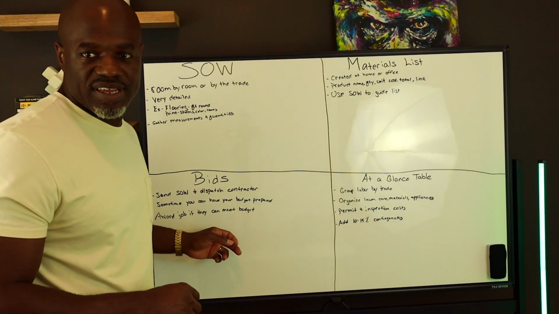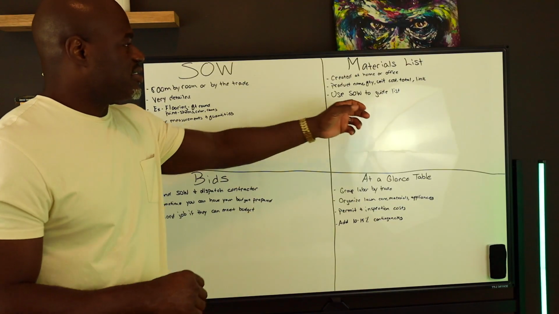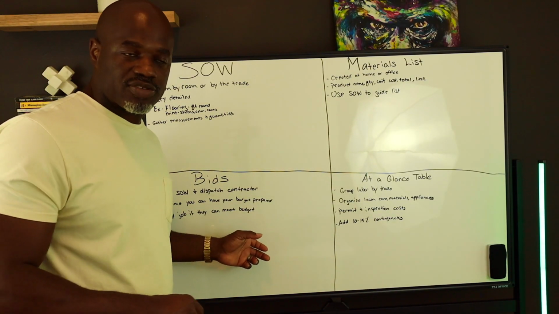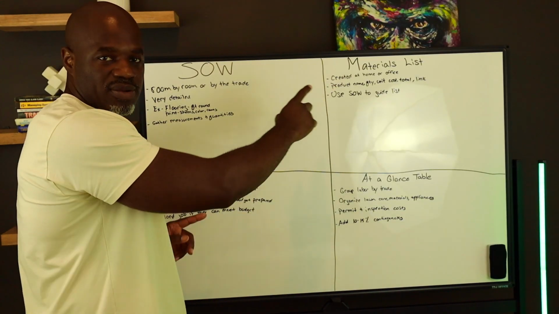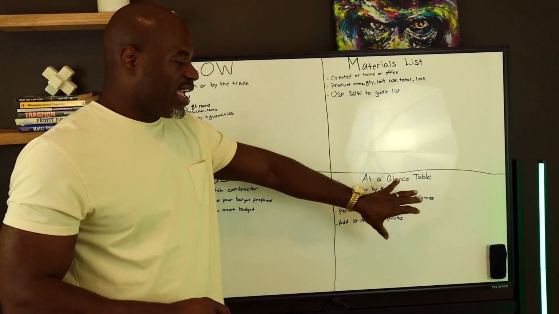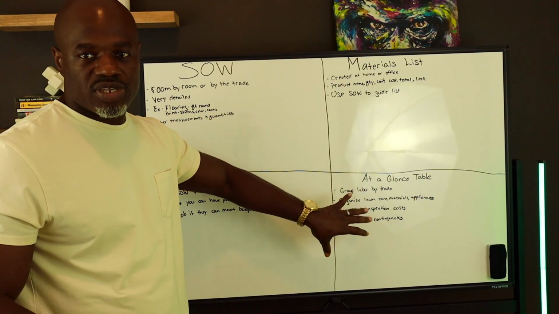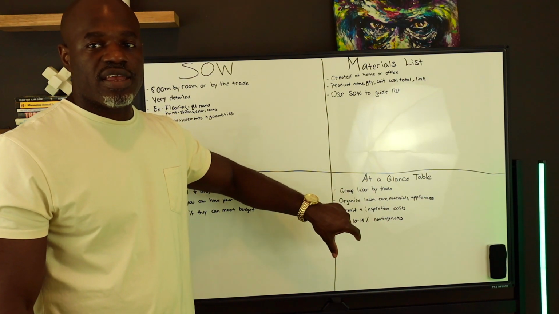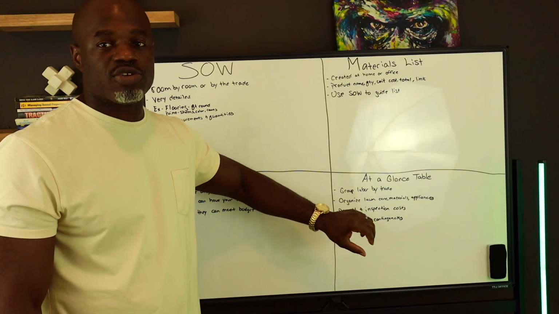Next is going to be your bids. You got to send contractors out. This is going to give you your materials price. This is going to give you your hard labor costs. Once you get those, you pretty much know how much this project is going to cost. And then for the at a glance table, you can also make sure that you include some of those admin line items. So the permitting, the inspections, also your contingency.